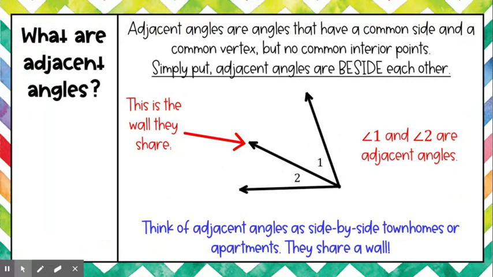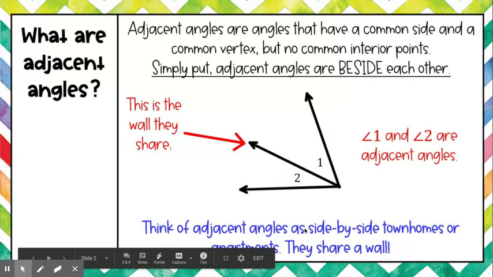So, we're going to start with adjacent angles. Adjacent angles have a common side and a common vertex. And remember, the vertex is the closed part of the angle, but no common interior points. So, simply put, adjacent angles are beside each other.